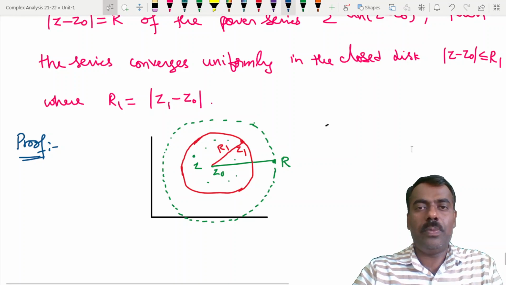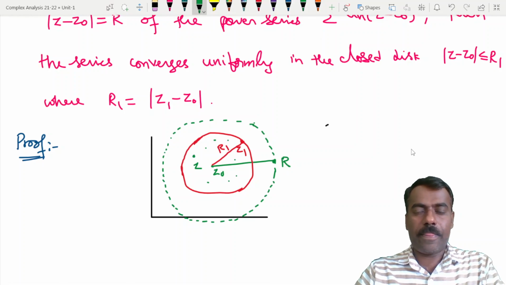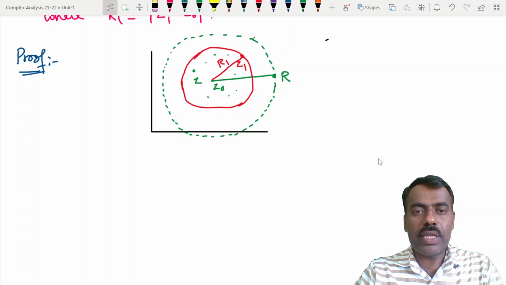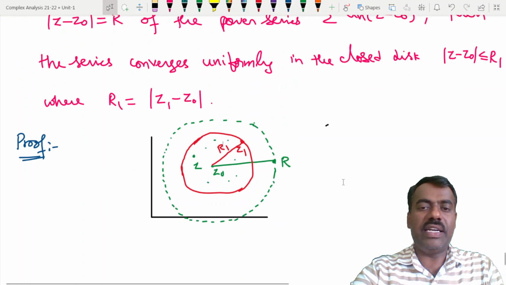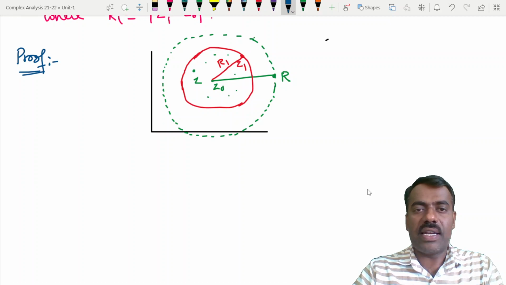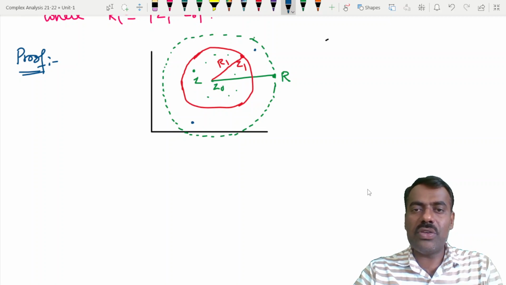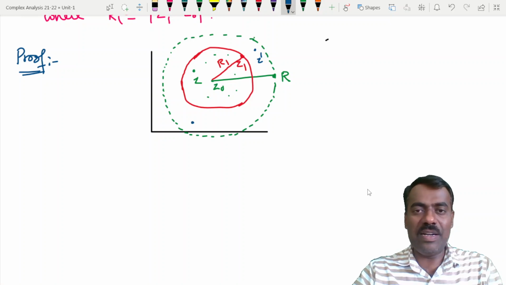Now how we'll prove this: the idea is we would like to show that the series is absolutely convergent at this point z1. Why? Because whatever circle we have here is the circle of convergence. So if I take a point anywhere here, you can call it z prime, then at z prime it converges. So it converges at z prime.